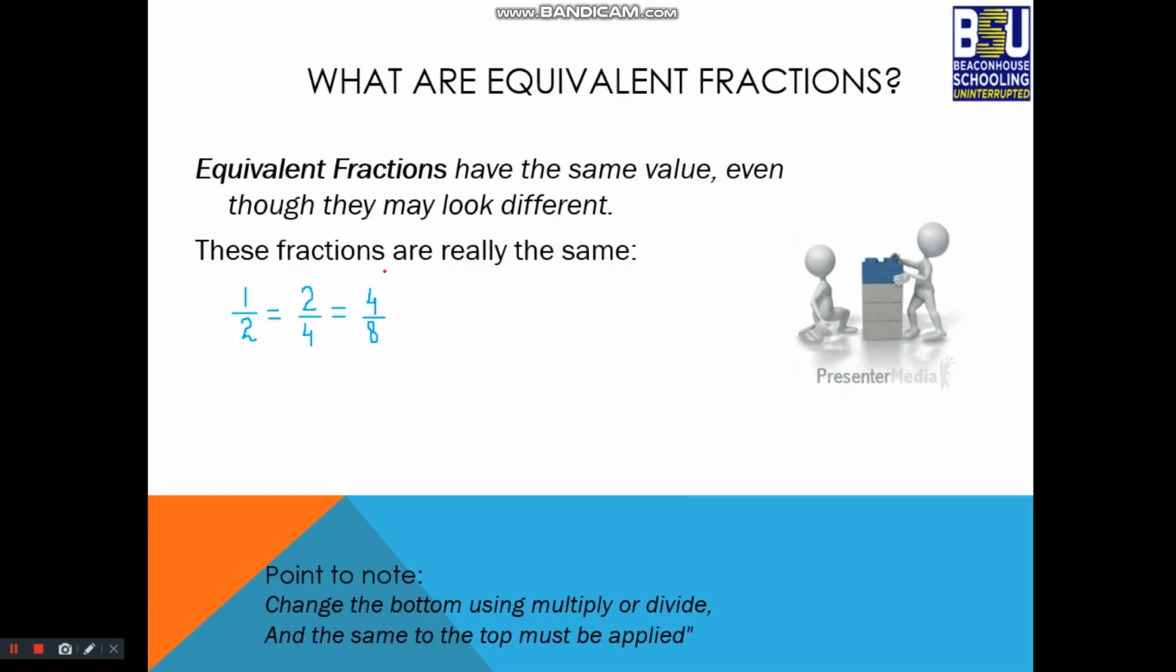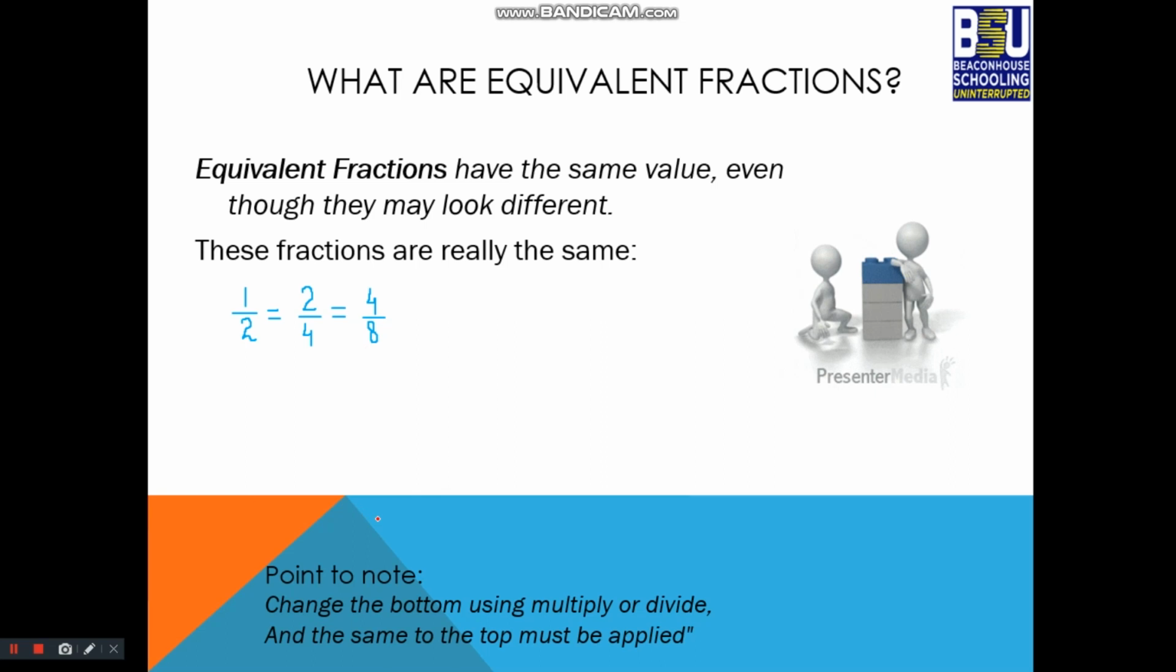Now we will discuss equivalent fractions. Equivalent fractions have the same value, even though they may look different. Like 1 over 2, 2 over 4, 4 over 8, they are different from each other, but they are equivalent fractions. Can you tell me why they are equivalent? Because when you multiply or divide both the top and bottom by the same number, the fraction keeps its value.